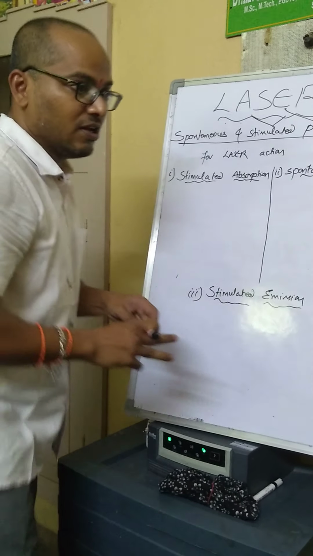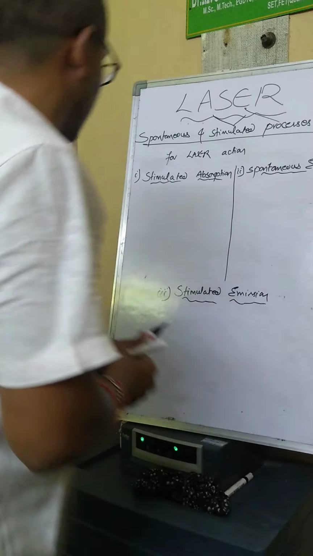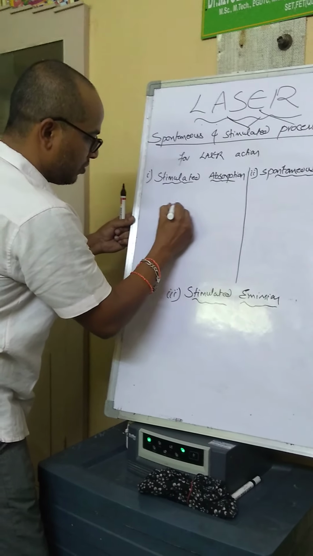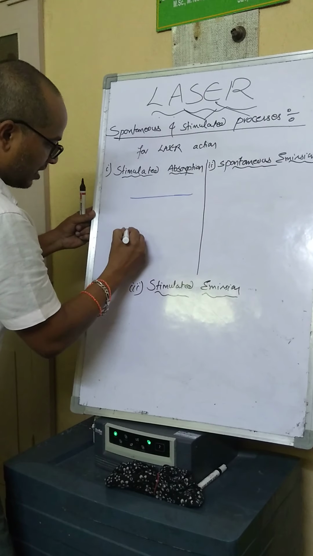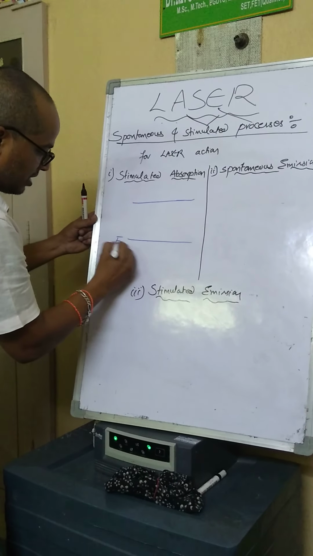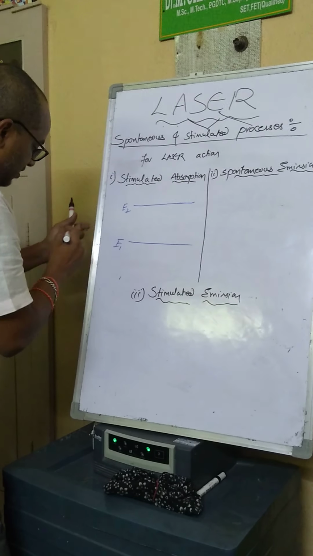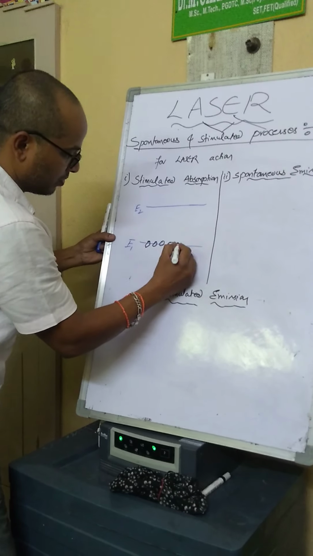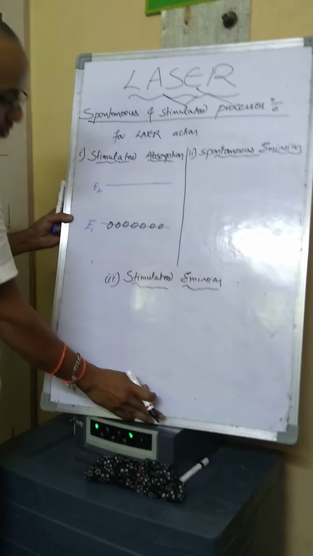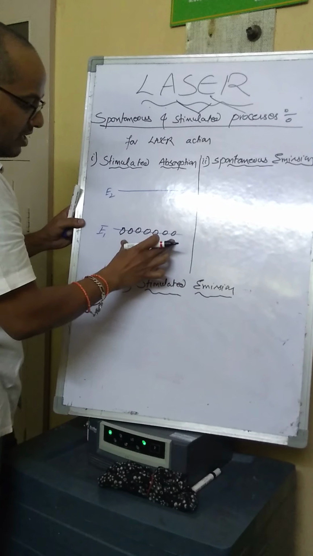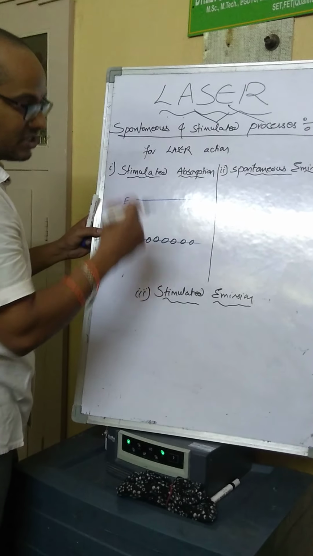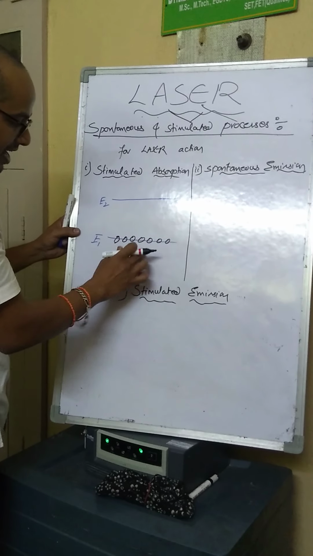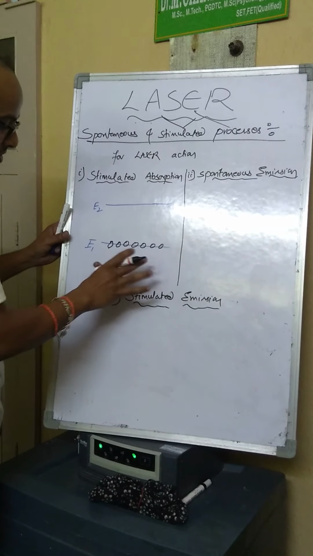Alright, let me go for the first one, which is stimulated absorption. As you know, in general there will be a large number of atoms in the ground energy level. You know why the atoms occupy the ground energy level? Because in the ground energy level the atoms acquire stability, which is a key parameter for any solid or any molecule. So these are the atoms residing in the ground energy level.